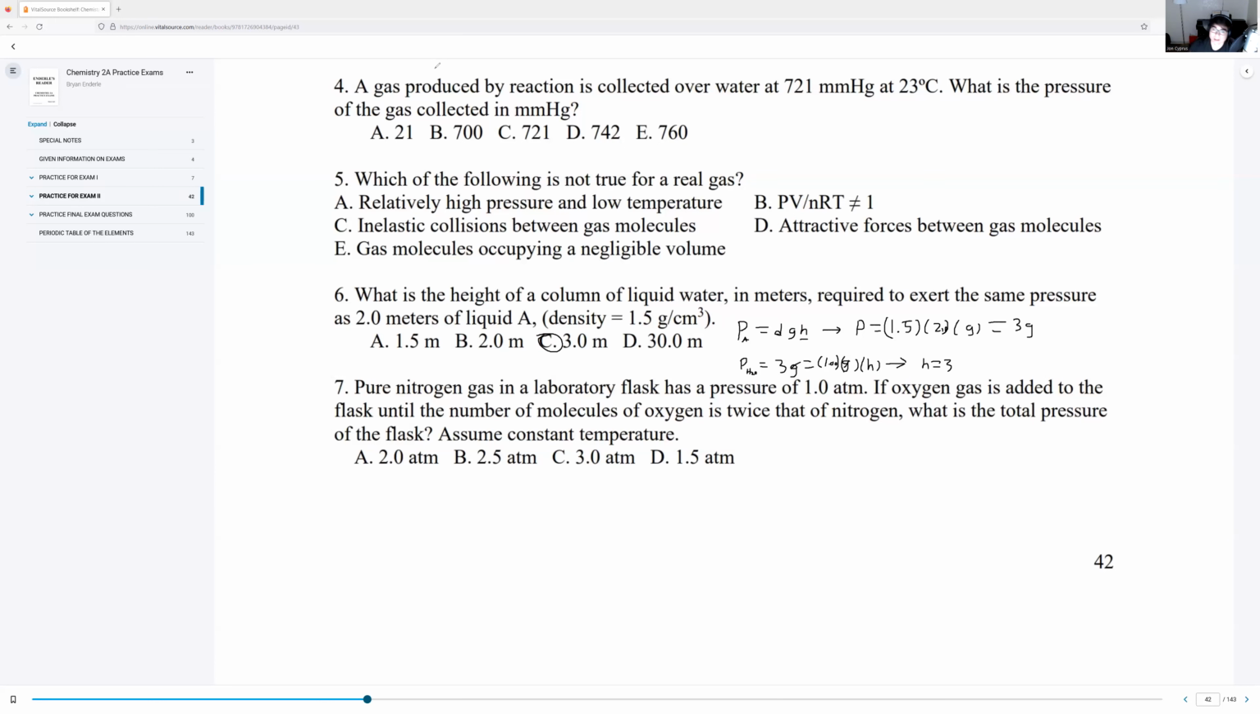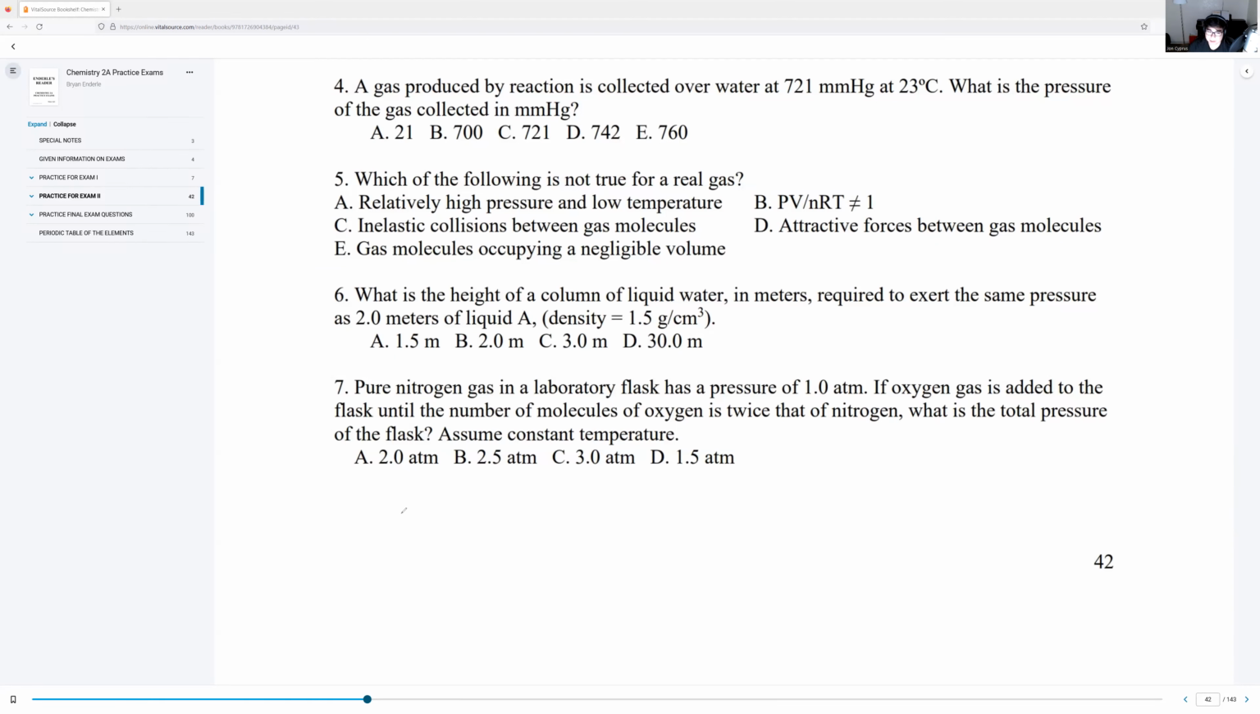All right, 7. It says pure nitrogen gas in a lab flask has a pressure of 1 atm. If oxygen gas is added to the flask until the number of molecules of oxygen is twice that of nitrogen, what is the total pressure of the flask? Assume constant temperature. Let's reread this really quick. Pure nitrogen gas has a pressure of 1 atm. Oxygen gas is added to the flask until the number of molecules of oxygen is twice that of nitrogen. What is the total pressure of the flask?